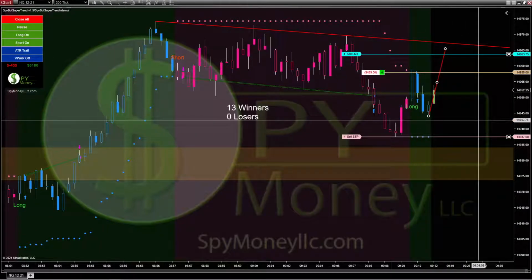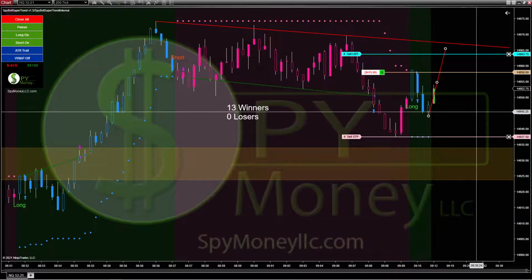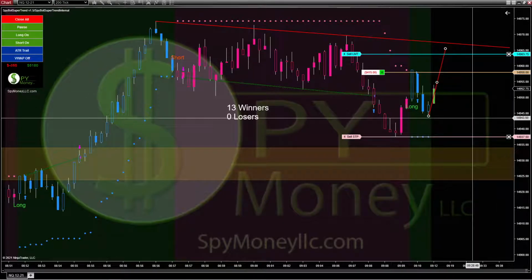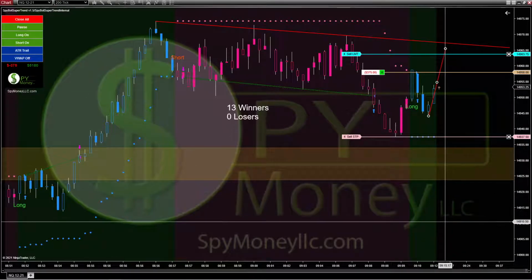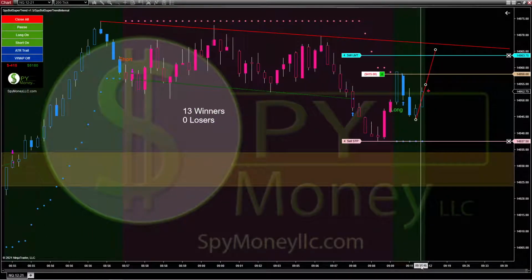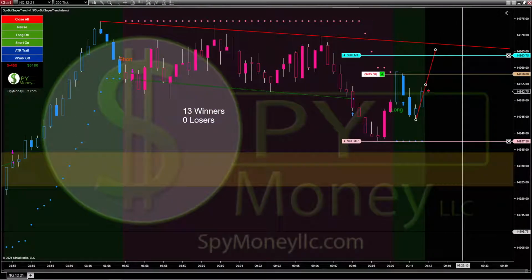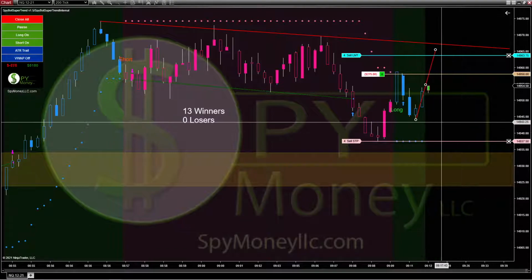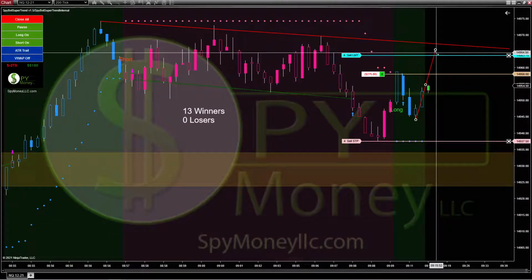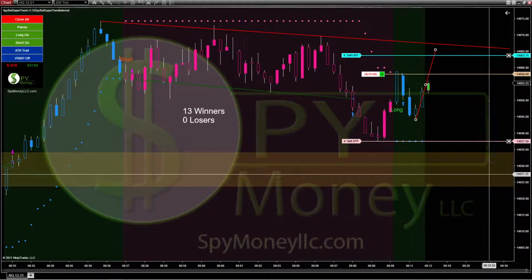This is using the 2-leg pullback. A lot of people understand the 2-leg. If you don't, we have some videos on it you can watch. But this is the 2-leg, and we should go right on up and hit that.